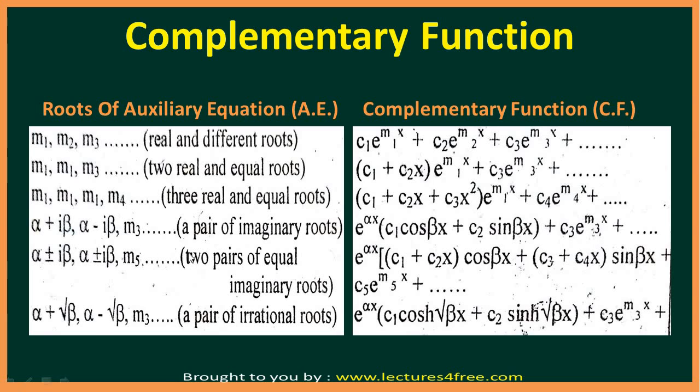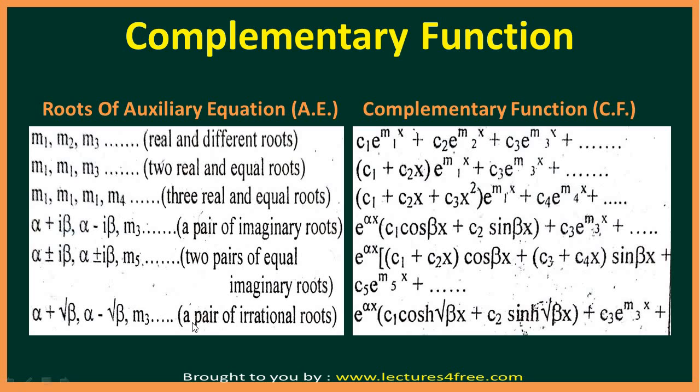Let's suppose now you get two pairs of equal imaginary roots. Now this was the single pair of imaginary roots. Now suppose you got two pairs, means alpha plus i beta two times and alpha minus i beta two times. So you will get, as we got earlier, e to the power alpha x common, and in place of c1 you will get c1 plus c2x times cos beta x, plus in place of c2 you will get c3 plus c4x times sin beta x. Okay, and m5 is some different root, so there is a separate term for m5.